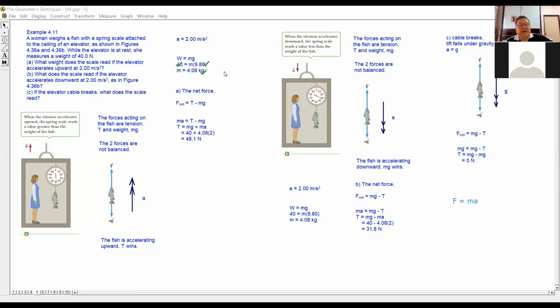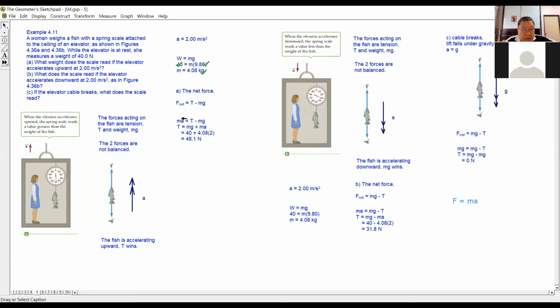Okay, now why do I need to find out the mass of the fish, right? The reason is, if we look at the next step here. Earlier on I told you the net force is the tension minus the weight, but if you remember, the net force is actually the mass times the acceleration. The net force is not mg.